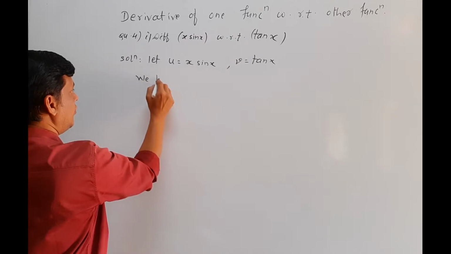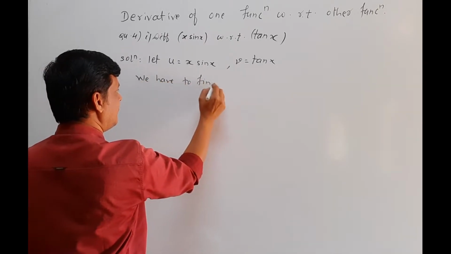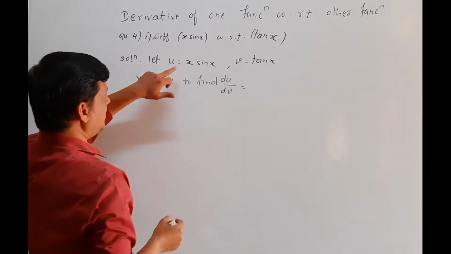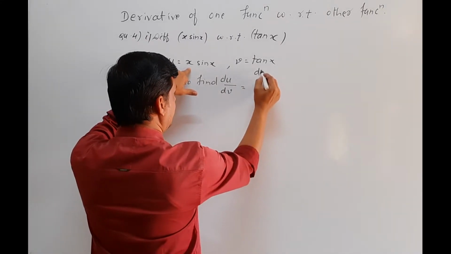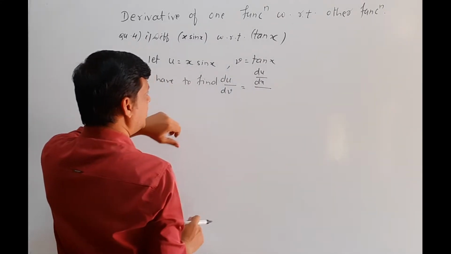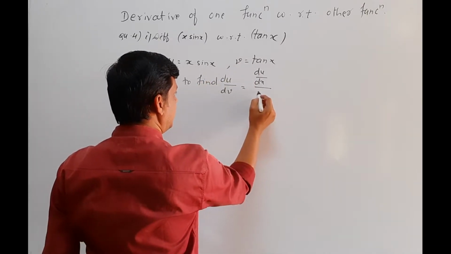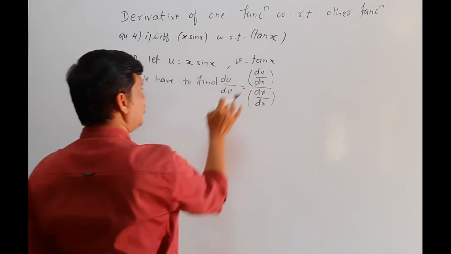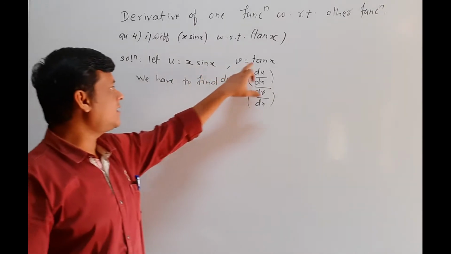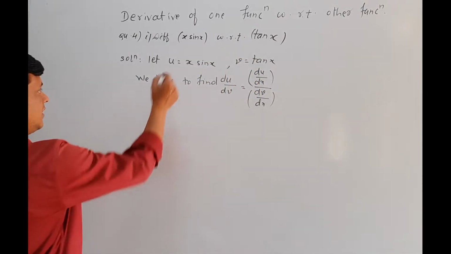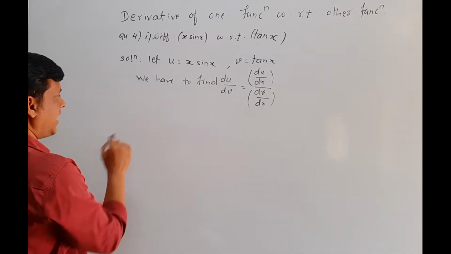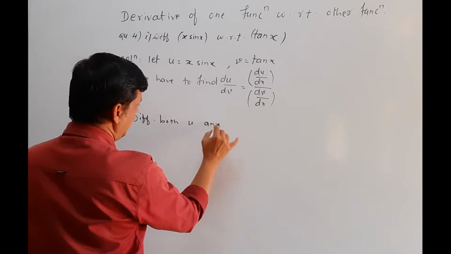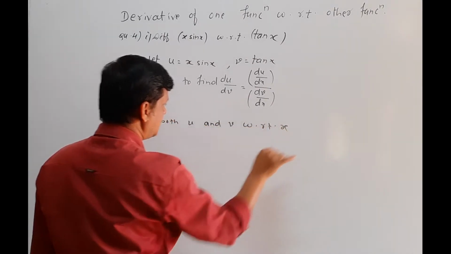So we write here we have to find du by dv. That is, we have to differentiate this u with respect to x, that means du by dx, and we have to differentiate this v with respect to x, that means we have to find dv by dx. So from this we calculate du by dv, that is the derivative of this x sin x with respect to tan x. So differentiate both u and v with respect to x.